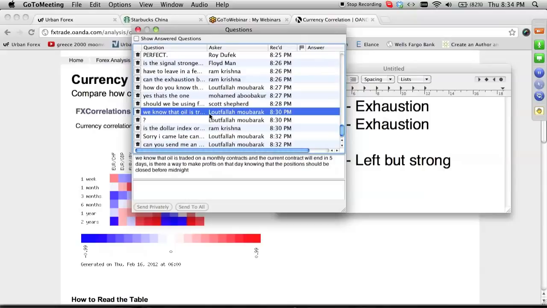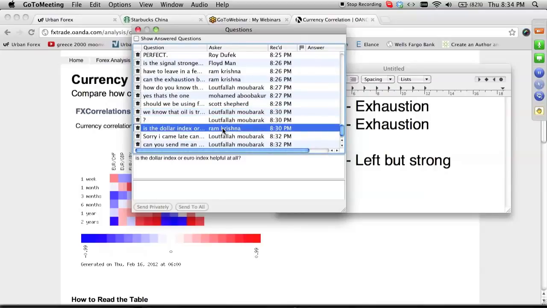Lufthansa, we know that oil is traded on a monthly contract and the current contract will end in 5 days. Is there a way to make profits on that day, knowing that the positions will be closed before midnight? Actually, Lufthansa, I have to probably look into that. It does sound interesting to research and look into. Maybe in the next recap, I'll have some information for you about that. Sounds fun.